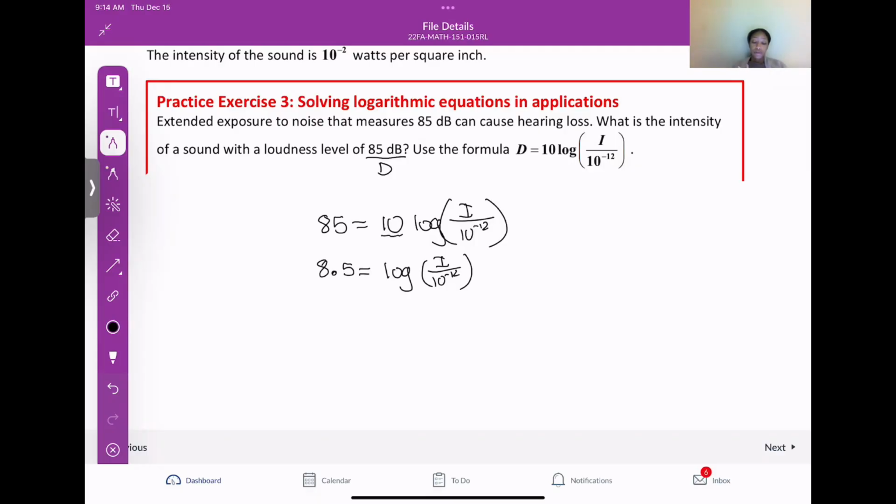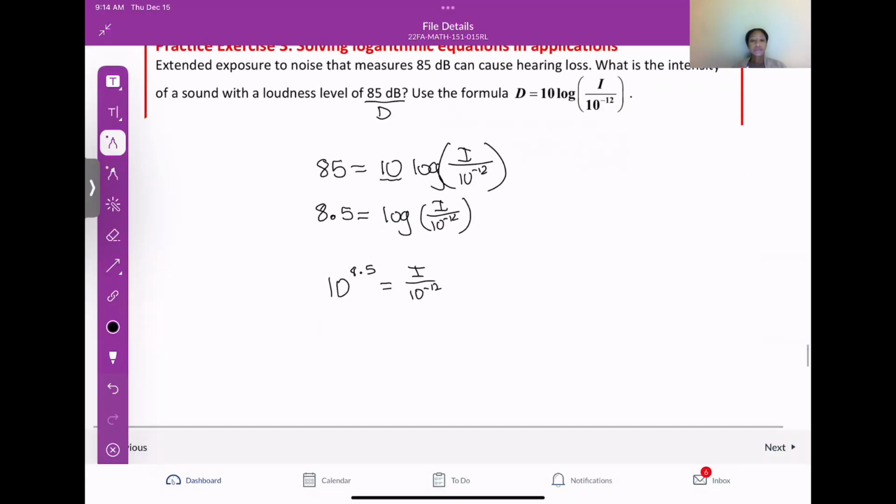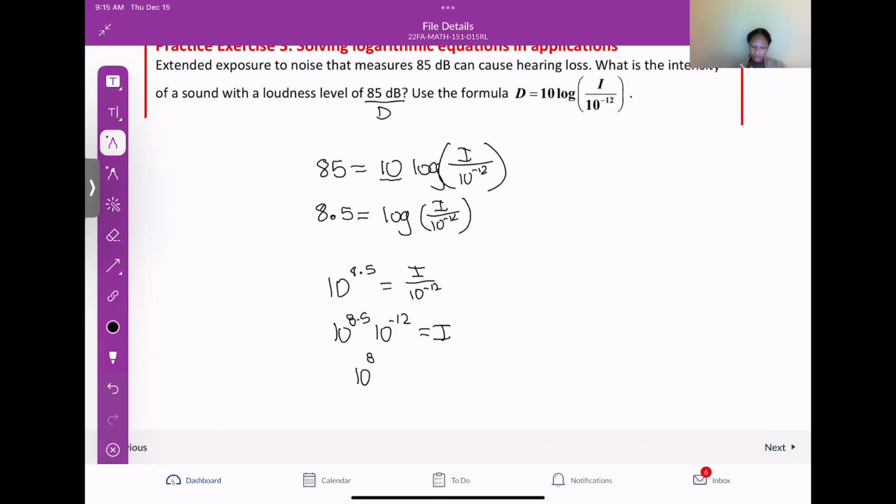Then we can convert this to exponential form. This is a common log, so our base is 10. The logarithm is equal to 8.5, so our exponent is 8.5. And this is going to be equal to I over 10 to the negative 12th power. Then to solve this, we're going to multiply both sides by 10 to the negative 12. Using properties of exponents, we'll get 10 to the 8.5 minus 12 equals I. That would be 10 to the negative 3.5 equals I.